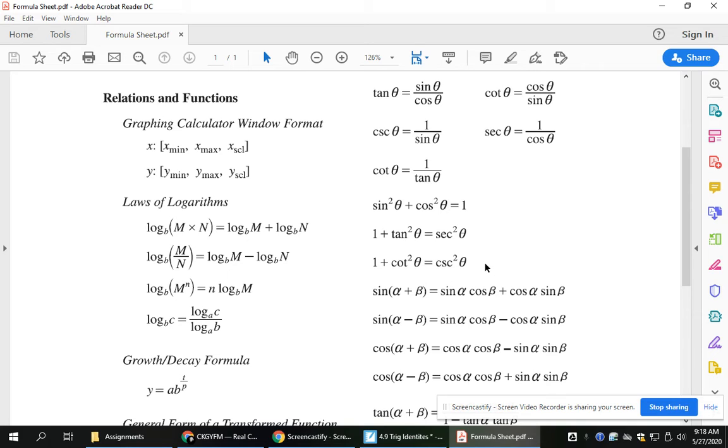What an identity is, is something that we know to be 100% true. It's been proven that, for example, sine squared plus cos squared is always going to be equal to 1. And that comes from the Pythagorean theorem.